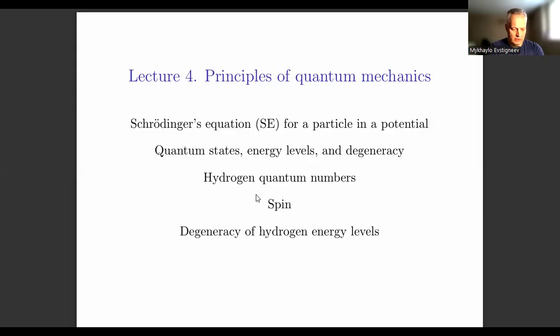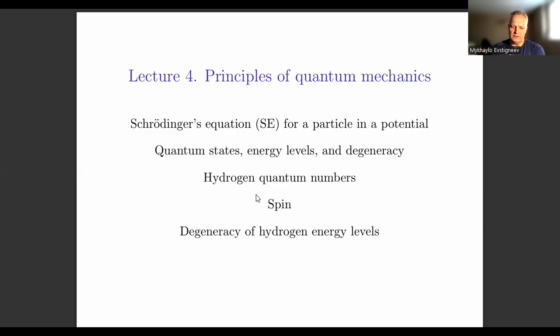I will introduce the concepts of quantum numbers, energy levels, and degeneracy of energy levels. Then I will not solve the time-independent Schrödinger's equation for hydrogen, but I will tell you the main results of that solution. Also, I will introduce the concept of spin, which is the internal angular momentum of all elementary particles except for Higgs boson. Higgs boson has spin 0.